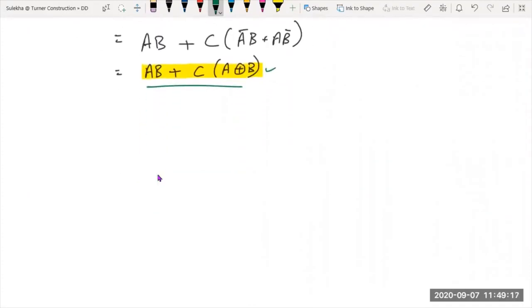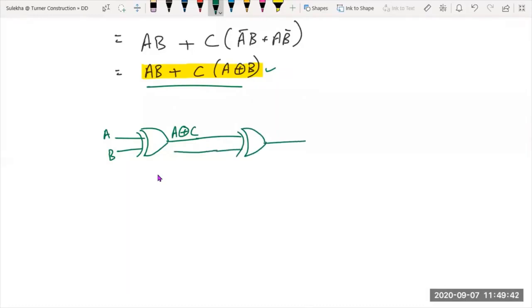So what I can take, either I can take a 3 input XOR gate, or I can take a 2 input XOR gate also. So this is A and B, and after doing XOR of A and B, I need to do XOR with C also. So I will take another XOR gate. Okay, and at this point I will take C. So I will get A XOR B XOR C, and this is nothing but my summation.